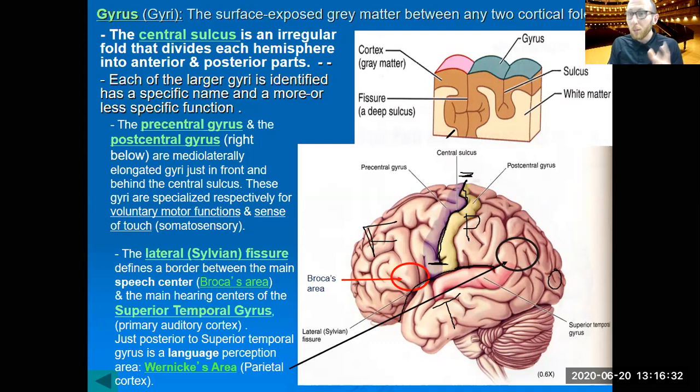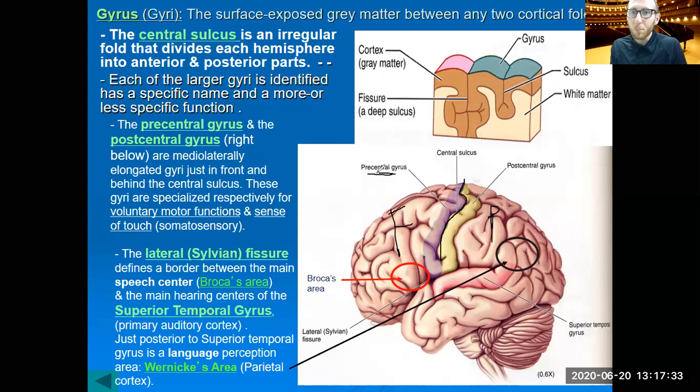So start with the brain that's got all the colors on it, but then work your way to the brain where you have to differentiate those areas yourself. Now, I said the central sulcus was famous. It's famous because it runs all the way from the top to the bottom, but it also divides the frontal from the parietal lobes. And two other famous gyruses.